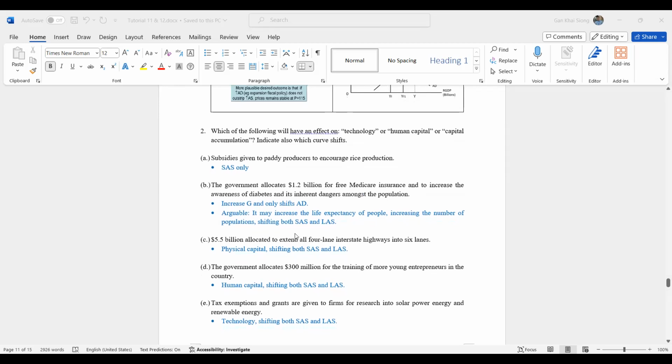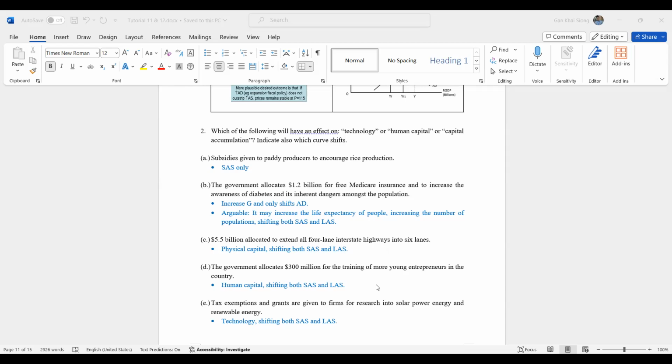Next one, 5.5 billion allocated to extend all 4-lane interstate highways. So you see, highways is about infrastructure. So spending on the infrastructure like highways, that is the transportation. So it's about the investment of physical capital, shifting both SAS and LS.